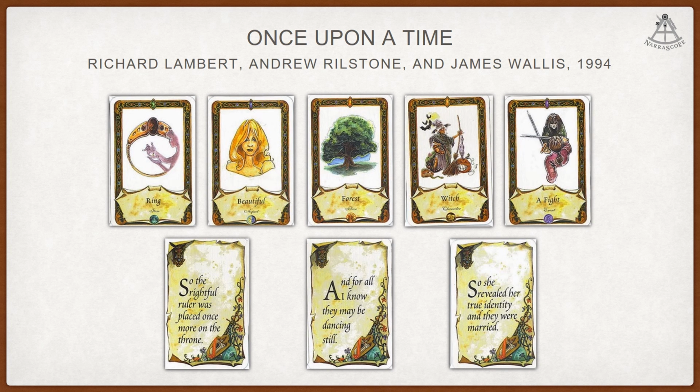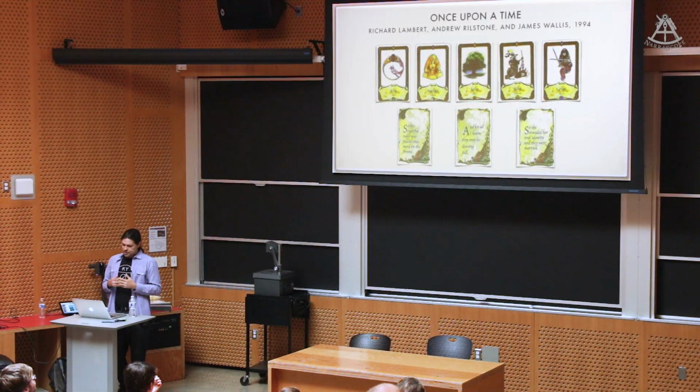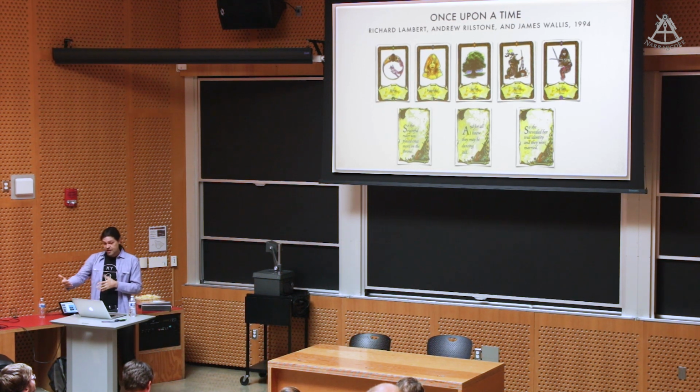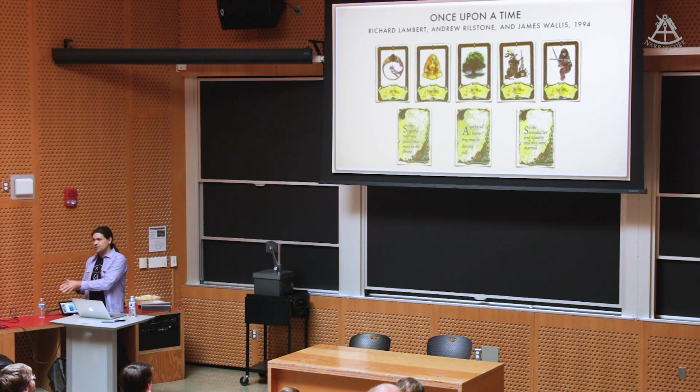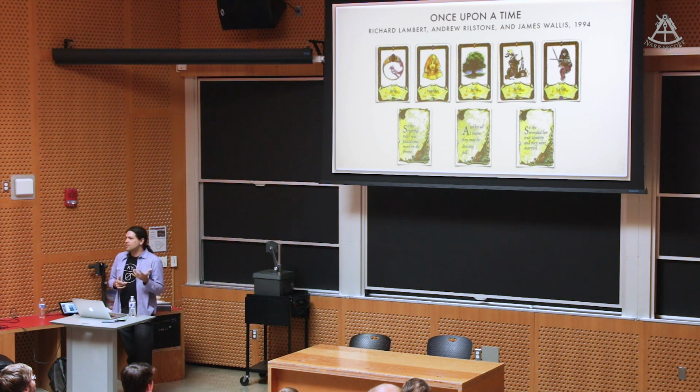So in this game, the player has a hand of fairy tale tropes. So there are things like ring, beautiful, forest, witch, and so on. And also some cards that are endings to fairy tales. So the rightful ruler was placed once more on the throne, right? And what you're doing when you're playing this game is you're trying to tell a story that includes all of the elements you have in your hand, putting them down as you bring them into the story. But if you mention an element that someone else has in their hand, they can play that card to steal control of the story and then try to direct it towards the ending card that they have. So if you've played this, you can probably attest that it's a lot of fun, there's a lot of laughter, it's a good time.